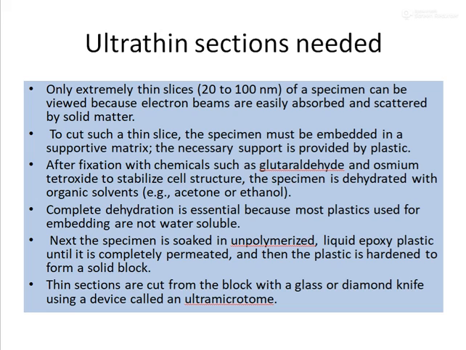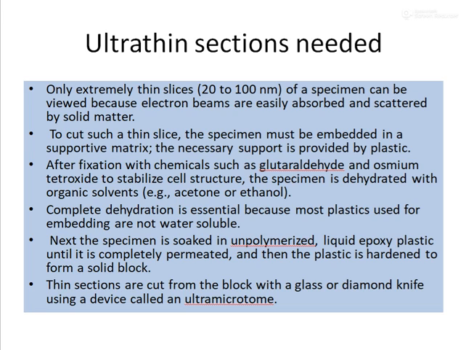ultramicrotome. So you have your specimen, you have fixed it using glutaraldehyde and osmium tetroxide, and then dehydrated it, and then you put it in unpolymerized liquid epoxy plastic so that a solid supportive matrix is formed. Once it has hardened into a block, you take that block and cut it with a glass or a diamond knife using a device called the ultramicrotome.